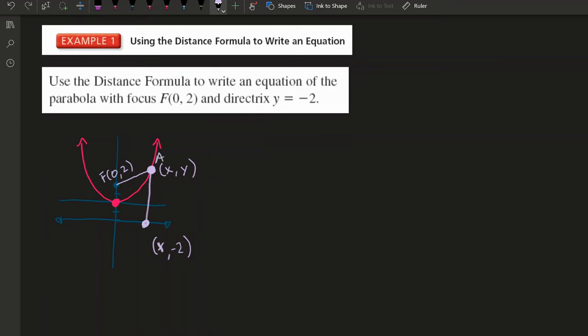Okay, so let's go ahead and call this point A, and we'll call this point D for directrix. That means that the distance from A to F should be equal to the distance from A to D. And just a quick reminder, the distance is equal to the square root of x2 minus x1 squared plus y2 minus y1 squared.